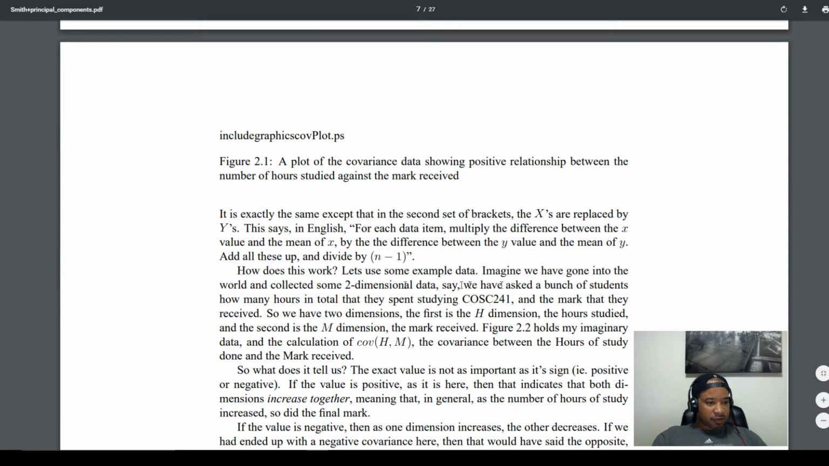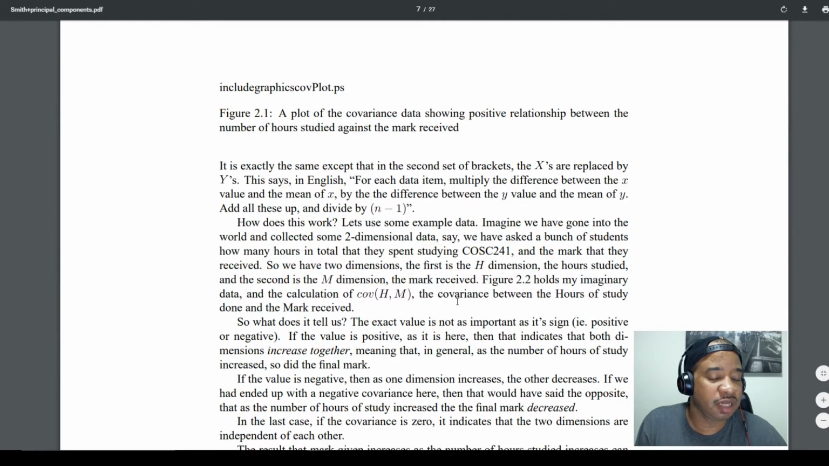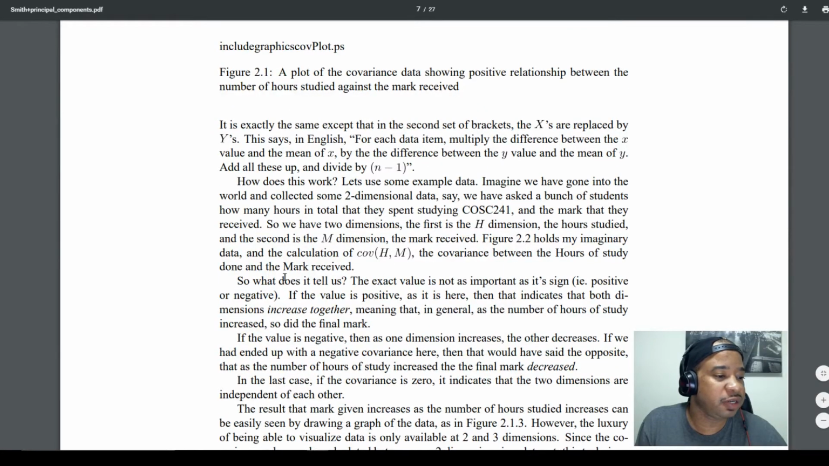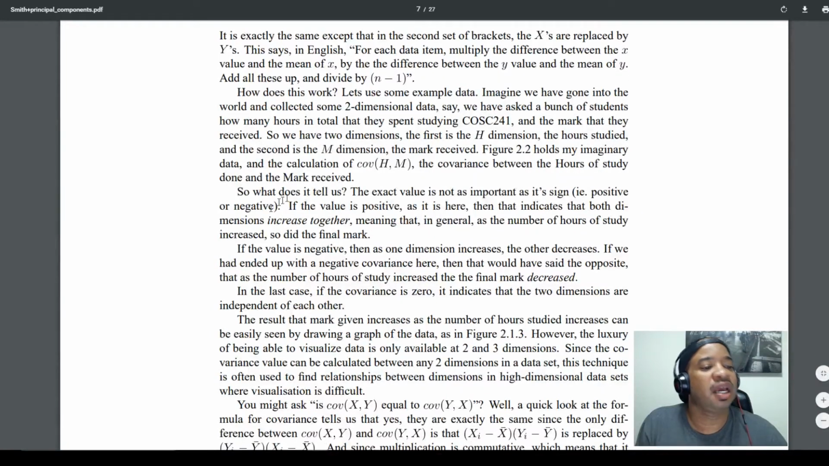Imagine we have given the world a collective two-dimensional data set, so we've asked a bunch of students how many hours in total they have spent studying and the mark that they received. So we have two dimensions. In the first, we have the h dimension, the hours studied. In the second, we have the m dimension, the mark received. And figure 2.2 holds my imaginary data and the calculation of cov HM, the covariance between hours of study and mark received. So what does that tell us?